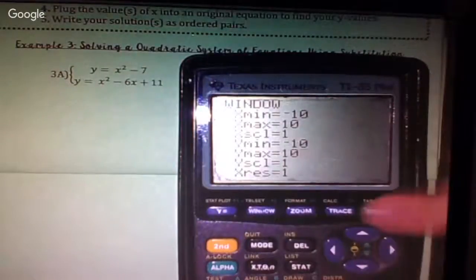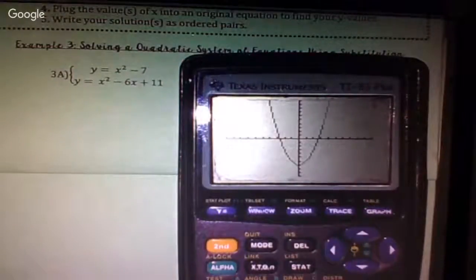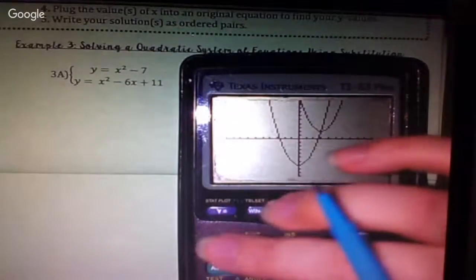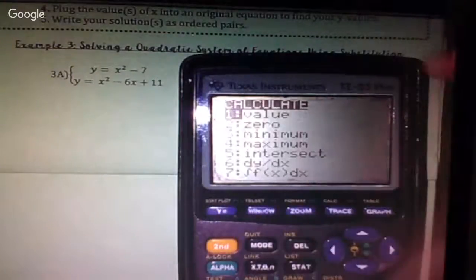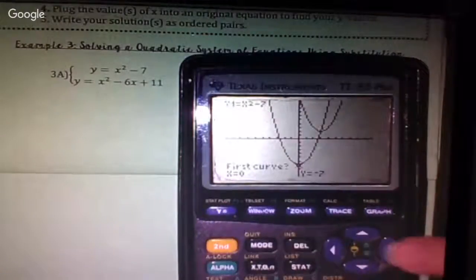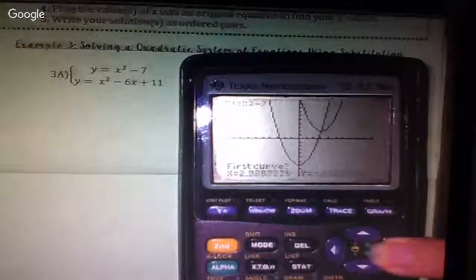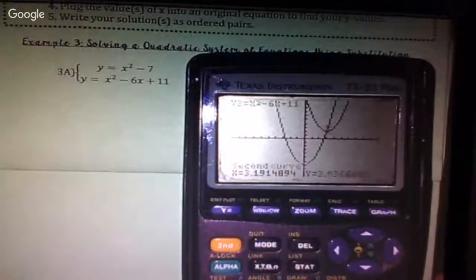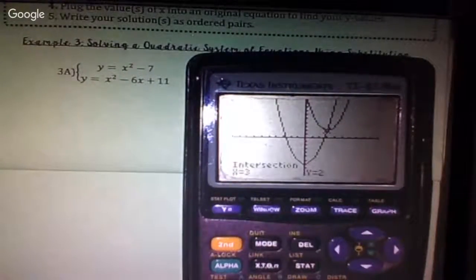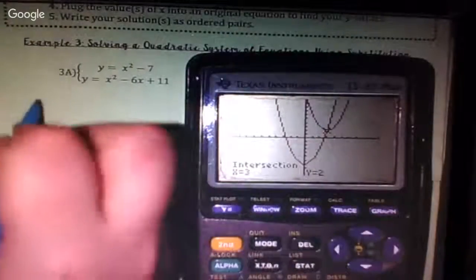Graph. Okay, so we've got one intersection. Somebody get it for me. 3, 2? 3, 2. Enter, enter, enter. It crosses at 3, 2.